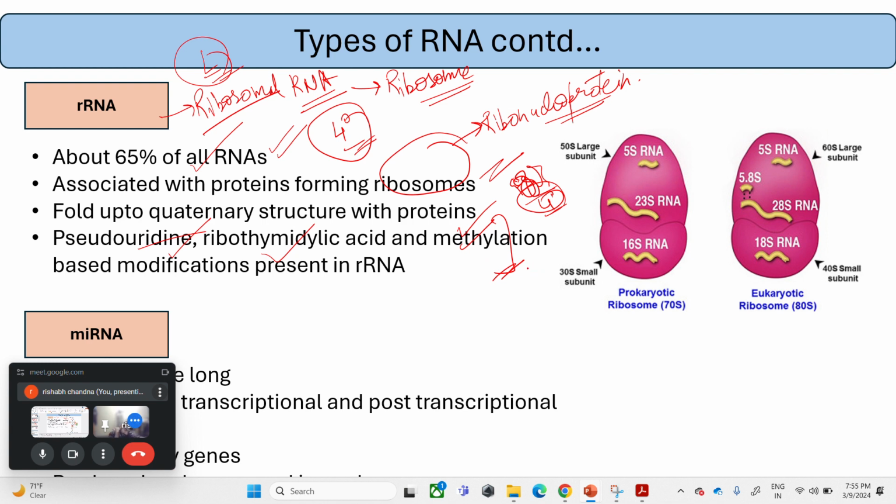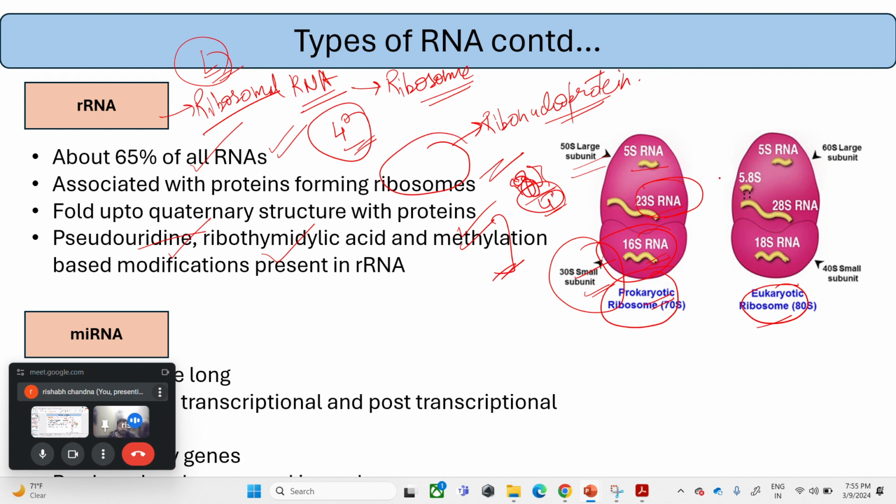Now, talking about the different ribosomes, as we have previously discussed: in prokaryotes there are 70S ribosomes, and in eukaryotes it's 80S. 70S means there are two subunits, the large and the small. The large subunit is called 50S and the small subunit is called 30S. The 50S subunit has two rRNAs, 5S rRNA and 23S rRNA, and the small subunit has 16S rRNA.